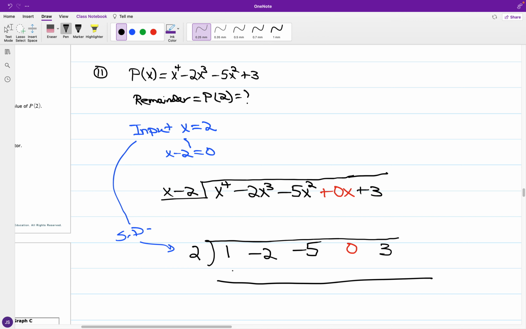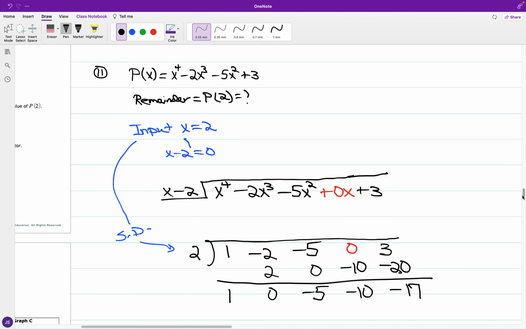With synthetic division, I can bring down 1. 2 times 1 is 2. Negative 2 plus 2 is 0. 2 times 0 is 0. Negative 5 plus 0 is negative 5. 2 times negative 5 is negative 10. 0 plus negative 10 is negative 10. 2 times negative 10 is negative 20. And 3 plus negative 20 comes out to negative 17.